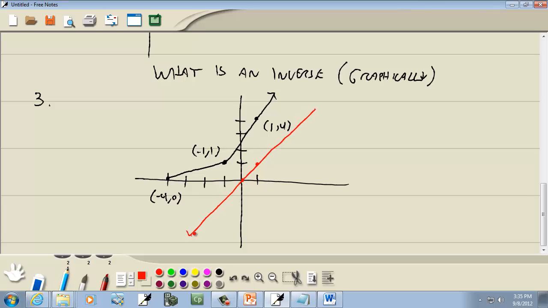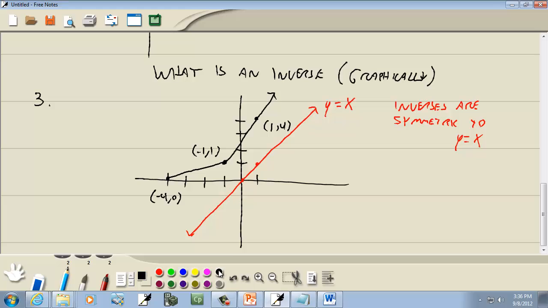Right here, passing at a 45-degree angle, is the line y is equal to x. And inverses are symmetric to y is equal to x. Well, let's see what that means.